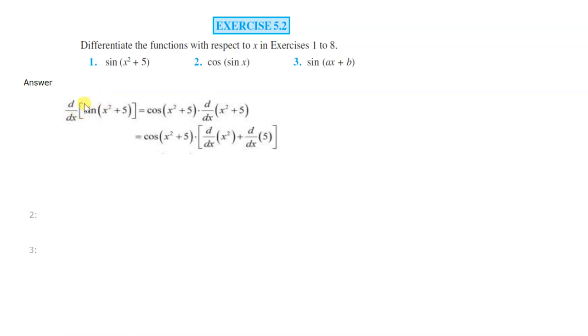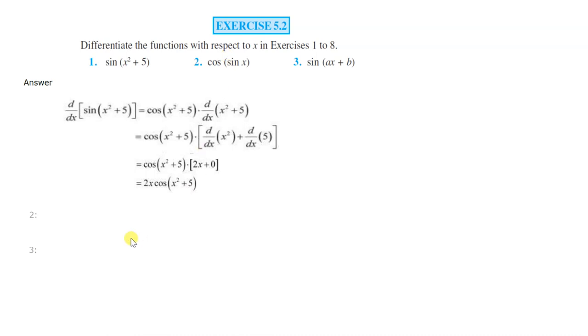So the derivative of sine of x square plus 5 is, first differentiate it with respect to sine, that becomes cos. So it becomes cos of x square plus 5, and then the differentiation of x square plus 5. The differentiation of x to the power 2 is 2x and 5 is constant, so its differentiation is 0. So we get 2x into cos of x square plus 5.